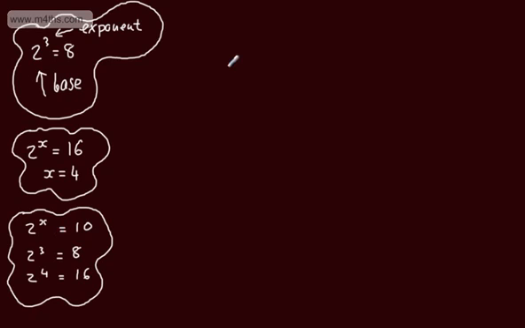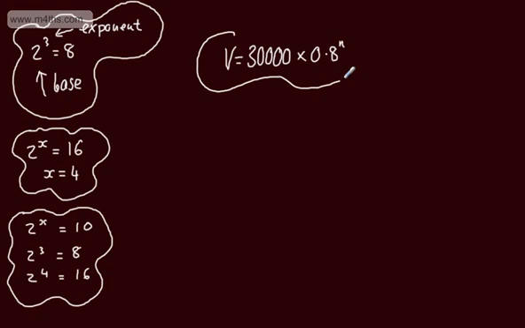Let's look at another example. Let's look at the value of a car. So the value, V pounds, will be its starting price, which we'll take to be £30,000. We'll have an annual depreciation of say 20%, and that will be a multiplier of 0.8, which we raise to the power of n, where n is the number of years. So if I wanted to find the value of the car after 1 year, n would be 1. 2 years, n would be 2, and so on and so forth.